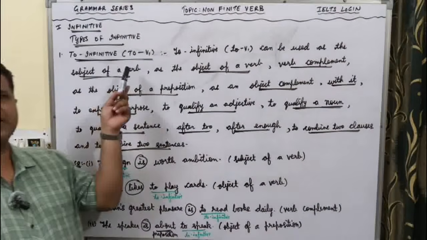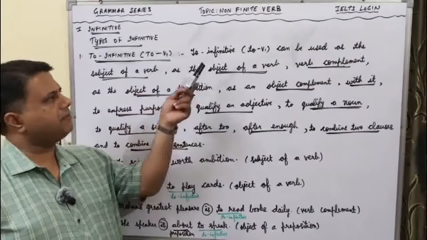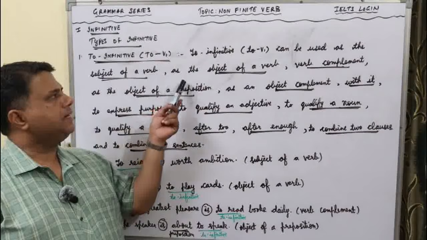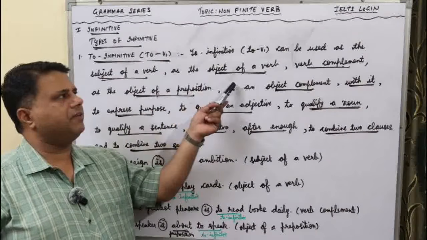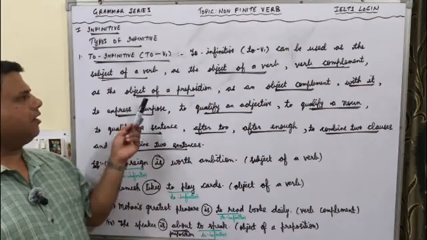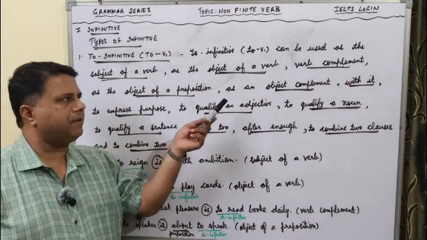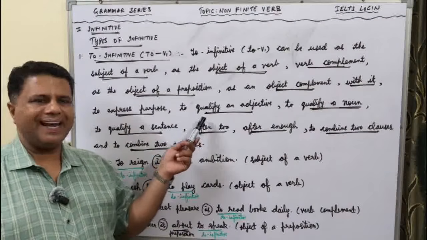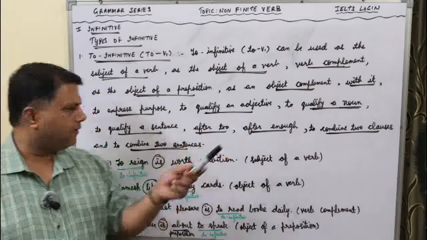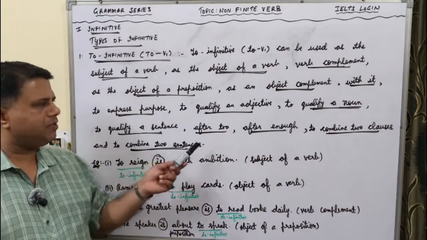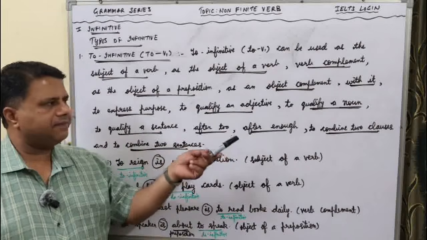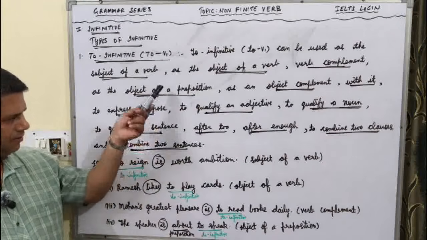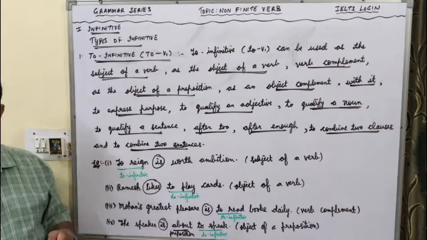To infinitive: to plus the first form of the verb. To infinitive can be used as the subject of a verb. Then it can be used as the object of a verb, verb complement, object of a preposition, object complement, with it, to describe or express purpose, to qualify an adjective, to qualify a noun, to qualify a sentence. It can be used after too, after enough, to combine two clauses and to combine two sentences. Now 14 uses, now 14 examples.